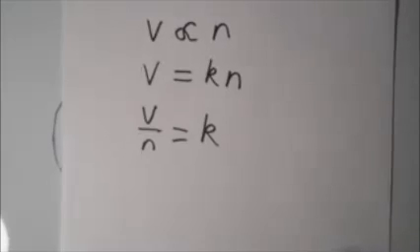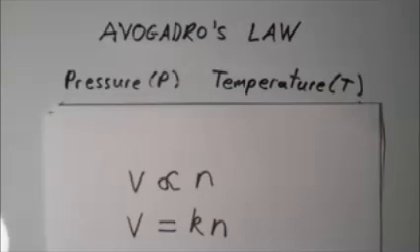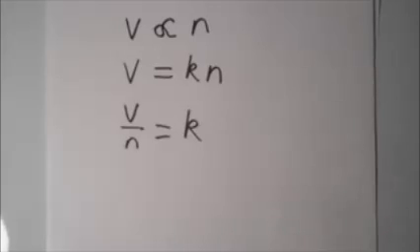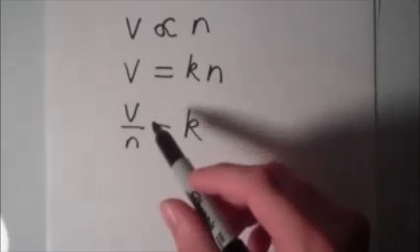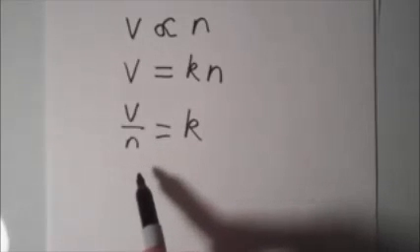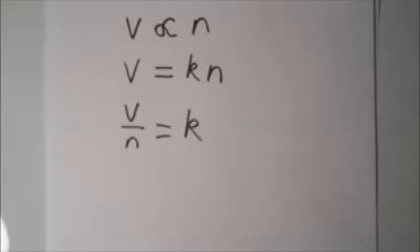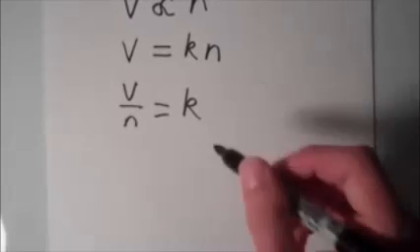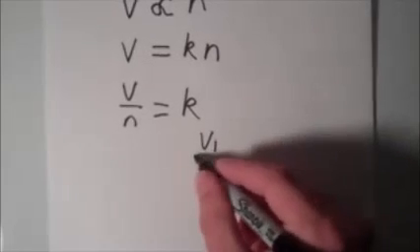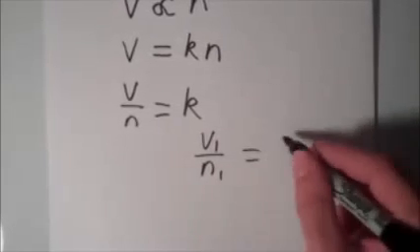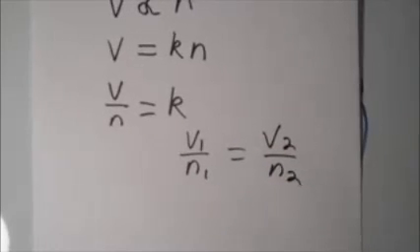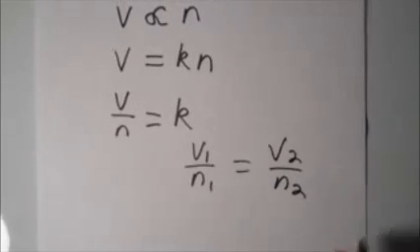So that means, like I said, as long as I keep the pressure and the temperature constant, if I have two different conditions with two different volumes and two different amounts, the quotient of the volume to the amount is always going to be the same constant K. So, in other words, V1 over N1 is equal to V2 over N2. So let's do a problem, shall we?